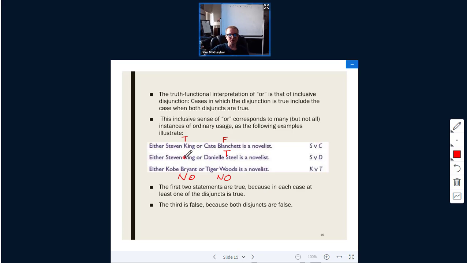Why would it be false? You are told either Stephen King or Kate Blanchett is a novelist. Isn't it true? Of course it's true, because the way it is phrased, it doesn't tell you both of them are novelists, it says one of them. Either this one or that one. And it is true.